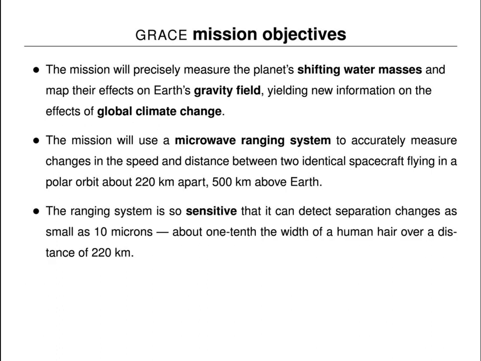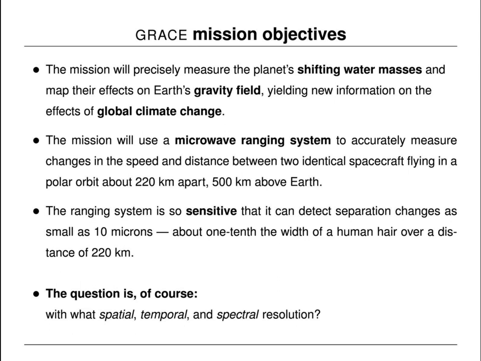This microwave ranging system apparently detects a separation change of about 10 microns. That's the number I was looking for, which is about 1/10 of a normal human hair over a distance of 220 kilometers. So this is a huge feat, which in later missions has actually already been surpassed, such as on the GRAIL mission on the Moon. This is now a laser that shoots from one satellite to another. So we have no trouble measuring very precise distances.